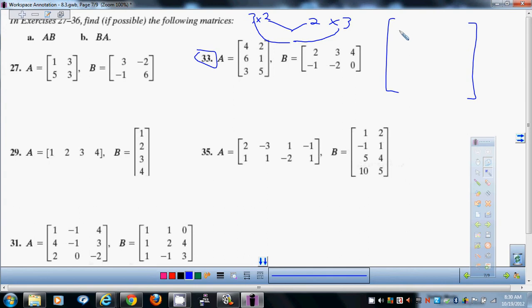Let's go to the next one. Now, you stay on that row, and you go to the next column. Row, column. 12 plus a negative 4 is 8. Go to the next column. 16 plus 0 is 16.